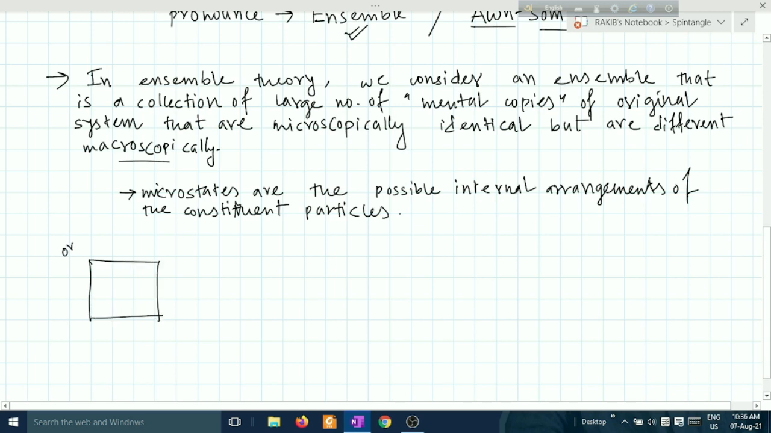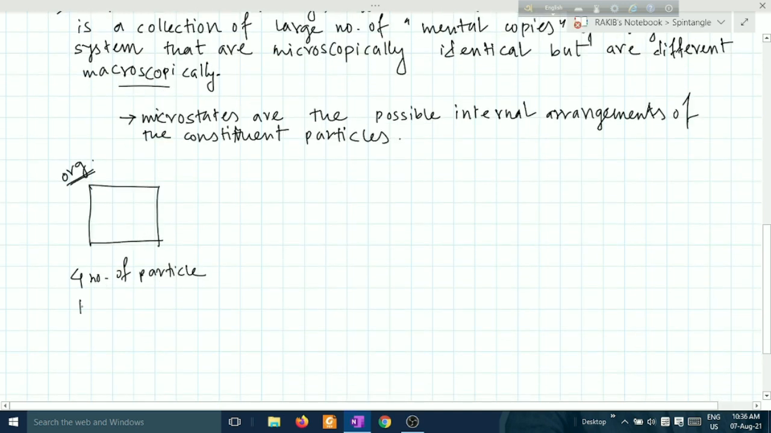this system, say this is the original system. In the original system there are four particles, energy E and volume V. I am writing just for a general purpose. Say these are the four particles in the original system. That means whenever you take a mental copy, it is not usually possible to take a mental copy of a thermodynamic system, because whenever you are making this copy, the particles can rearrange in another way.